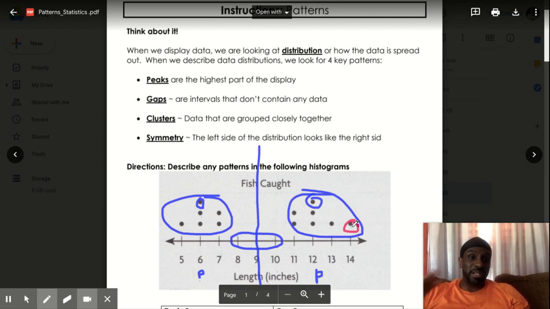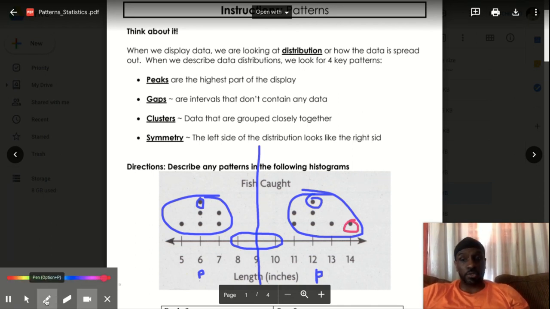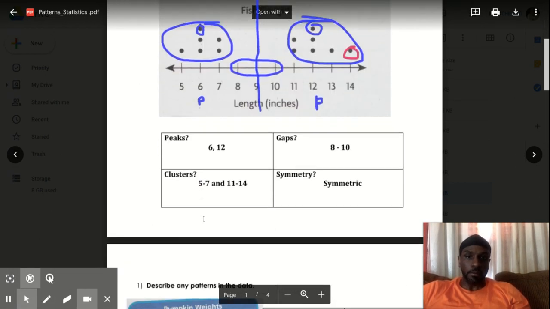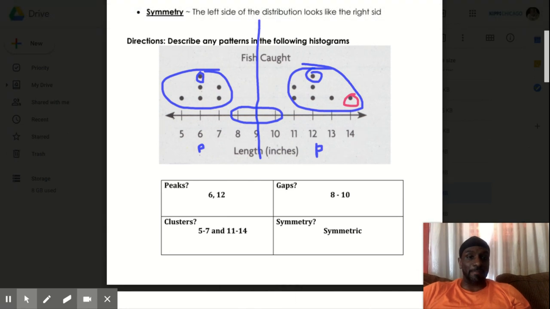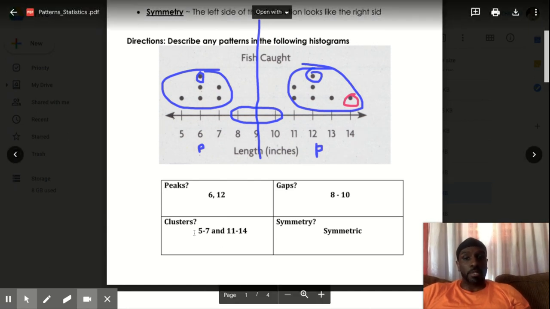There's only one bit of data that's out. Other than that, the rest of the left side looks similar to the right side. So here we go. Looking at this, you have peaks, 6 and 12. Gaps, 8 through 10. Clusters, 5 through 7 and 11 through 14.